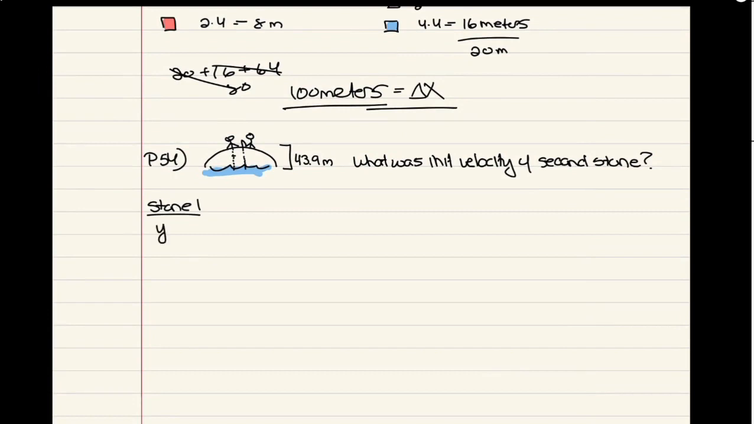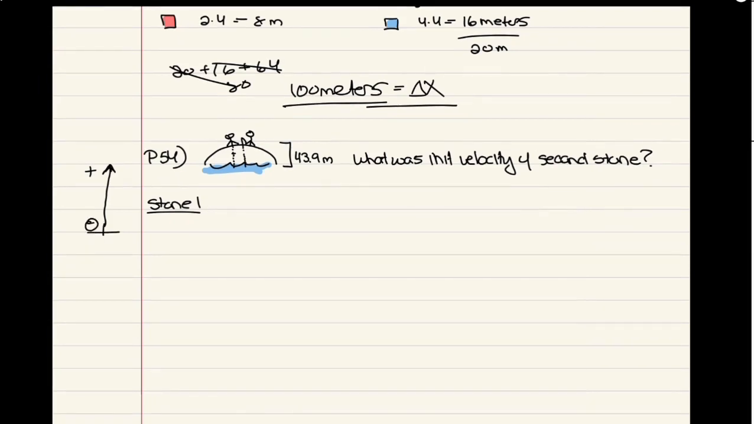Before I get to that, let's throw down a coordinate system first. In this case, since I'm dropping things and going vertically, I'll have my coordinate system be vertical. Now I'll define up away from the water as the positive direction. Now I'll say my origin down here is the water. So the water corresponds to the origin, or your position equal to 0.